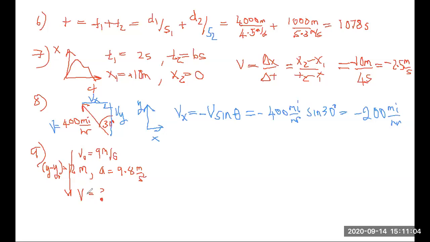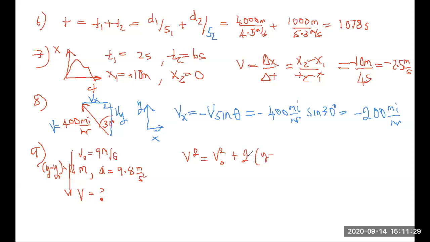So the initial and final velocities are downwards, so they're positive. The displacement is downwards, it's positive. The acceleration of gravity is downwards. And so everything was downwards there. Now we want to find out the final speed, and this problem is solved by thinking about our equations of motion.